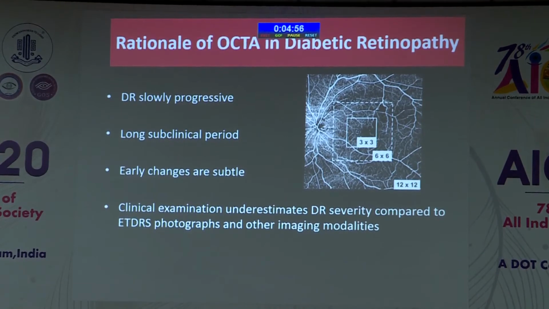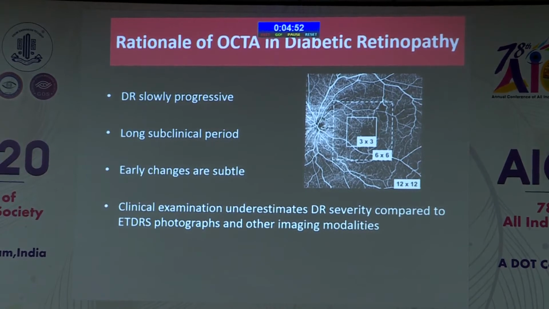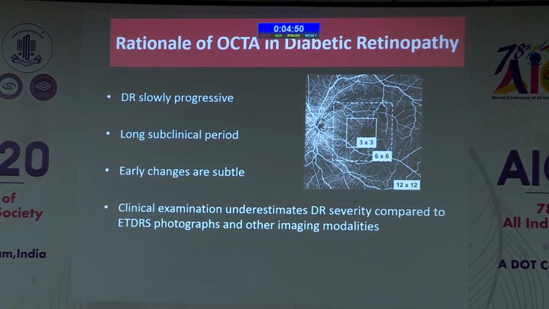What is the rationale of OCT angiography in diabetic retinopathy? The one thing is the disease process is slowly progressive. Diabetic retinopathy has a long subclinical course. The early changes are very subtle, so we miss some of them. Clinical examination usually underestimates when compared to the imaging modalities.